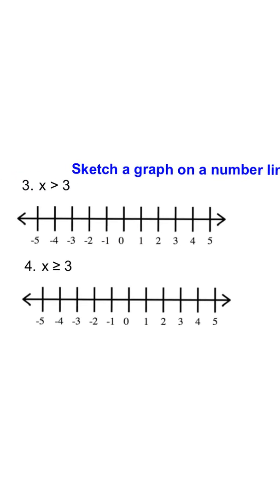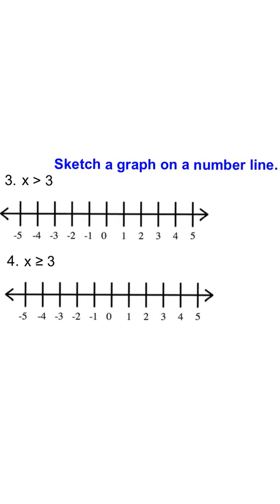For our next couple of examples, we're going to switch to greater than and greater than or equal to. We're going to do an open dot here for 3 for x is greater than 3, but this time we'll point to the numbers that are greater. This one will be a closed dot because we've got that or equal to, and again it'll point to the numbers greater than 3.